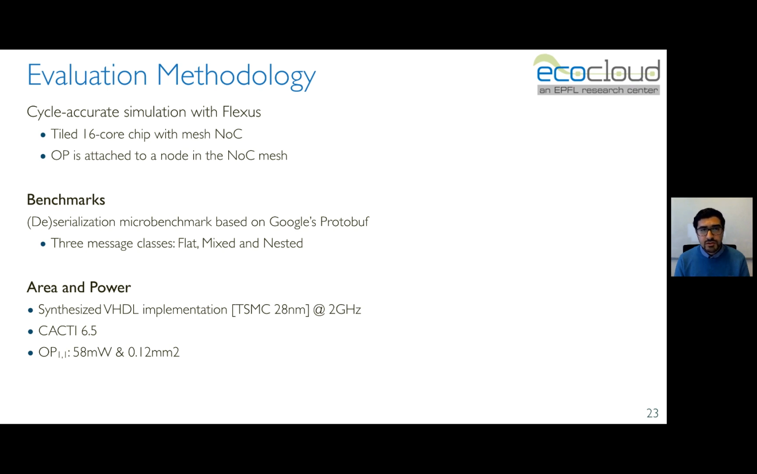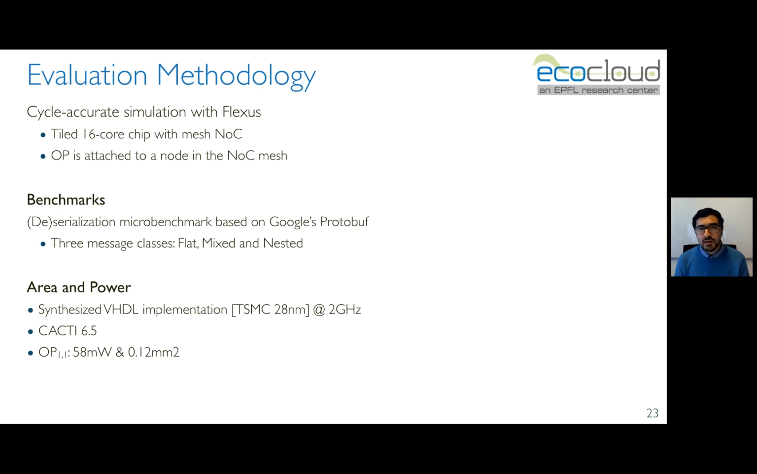In the flat messages, all fields are in the first level of the message, while in the nested, all fields of the first level are actually sub-messages, and all the actual fields that contain real data are at the second level. And mix represents something in between the two, which includes integer and string fields both at the first level and also at the second level.